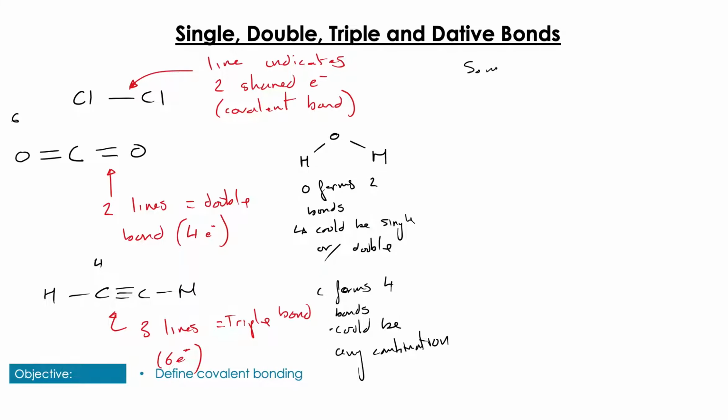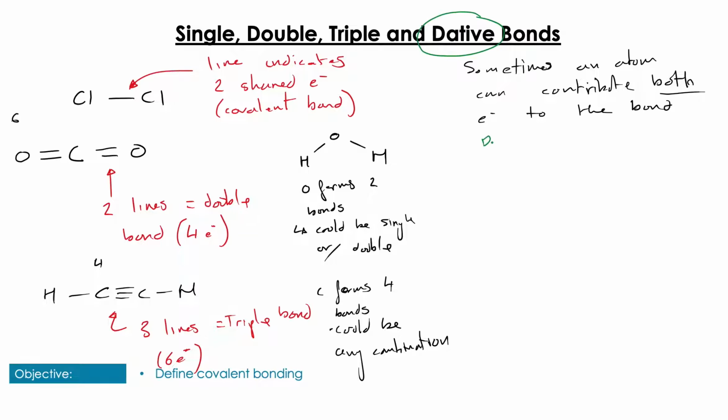Now, there are cases in which some atoms can contribute both of the electrons in the covalent bond between the two atoms. This is called a dative or coordinate bond.